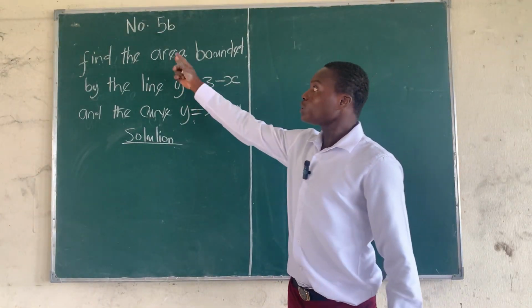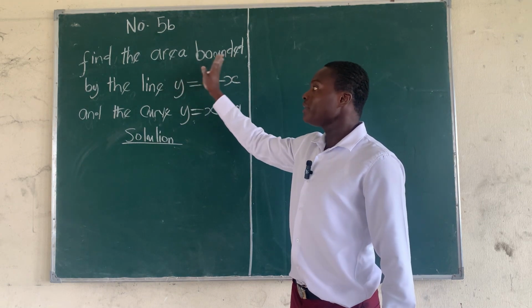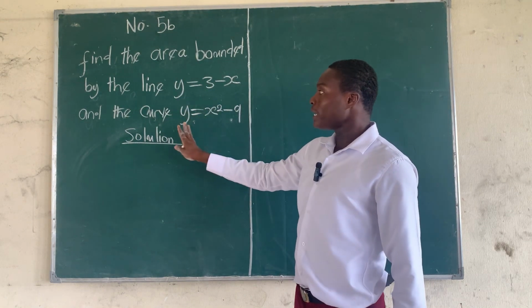We are going to take question number 5b. The question says we should find the area bounded by a line and a curve.